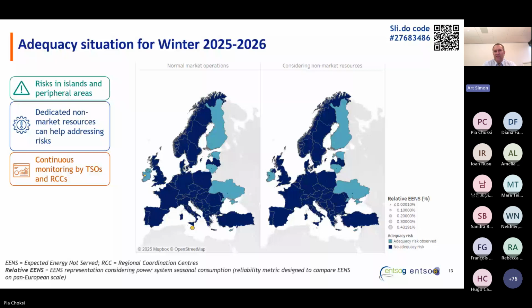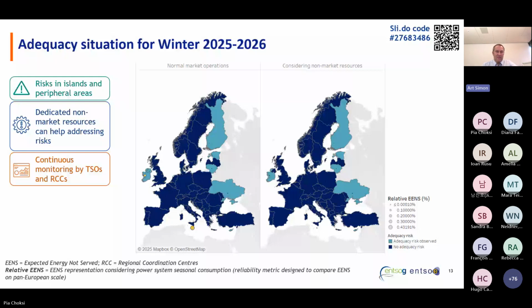The yellow dots, where they are visible, show the expected energy not served relative to the seasonal consumption of the respective bidding zone. We see the highest one being in Malta with 0.4%, and also in Ireland with 0.3% of expected energy not served in relation to the seasonal consumption. We can also see some risks in Cyprus, and traces of risks in Finland, Estonia, and Lithuania. And for Ukraine, the model shows only traces of risks.